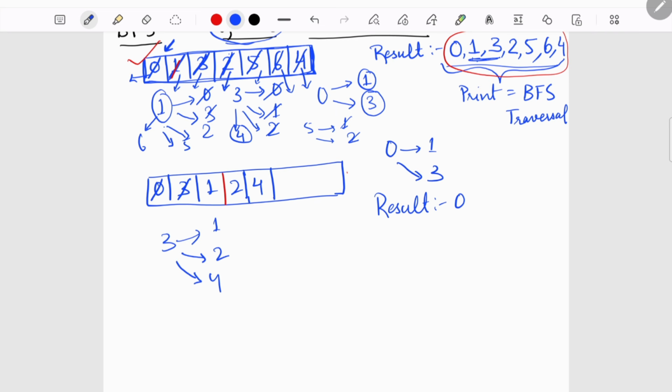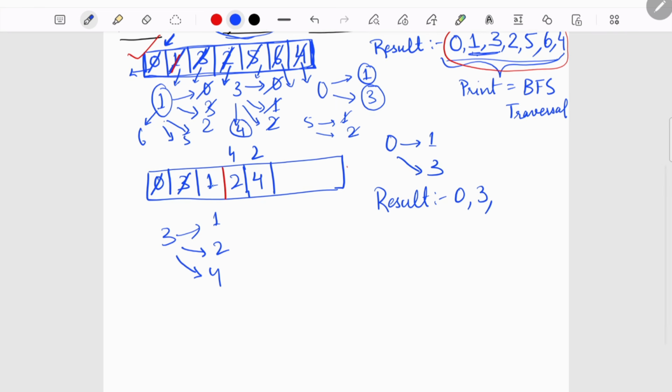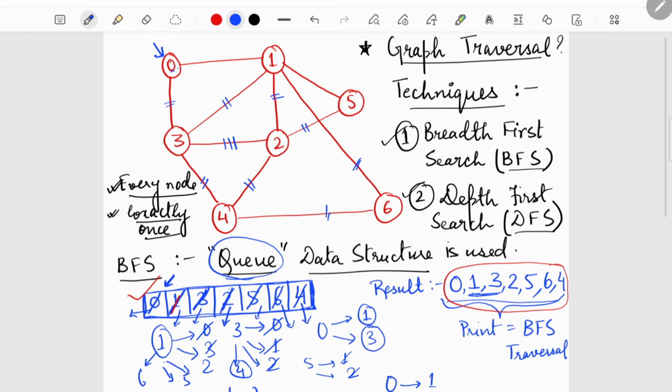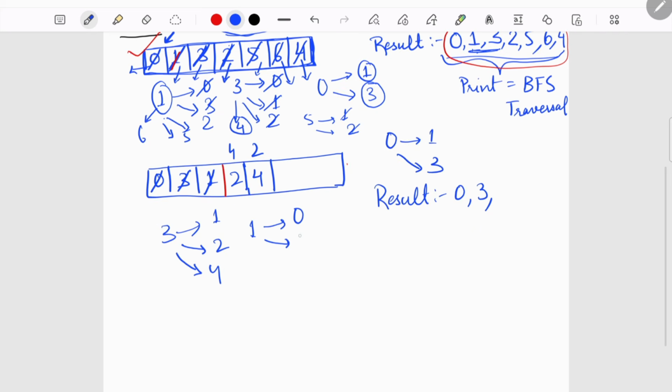Now again, 2 and 4 could also have been done as 4 and 2. This would have given a different BFS traversal order. Let's say, for example, I am taking 2 and then 4. After this, we put 3 into the result part. Then we are going to visit 1. Which are the nodes adjacent to 1? It's 0, 3, 2, 5 and 6.